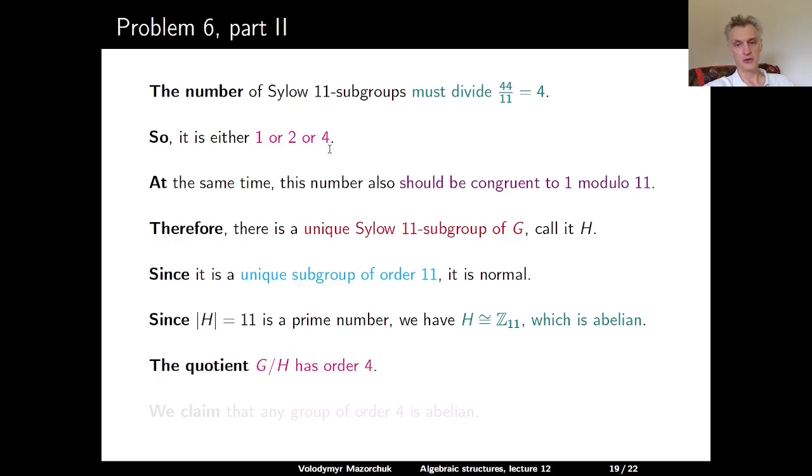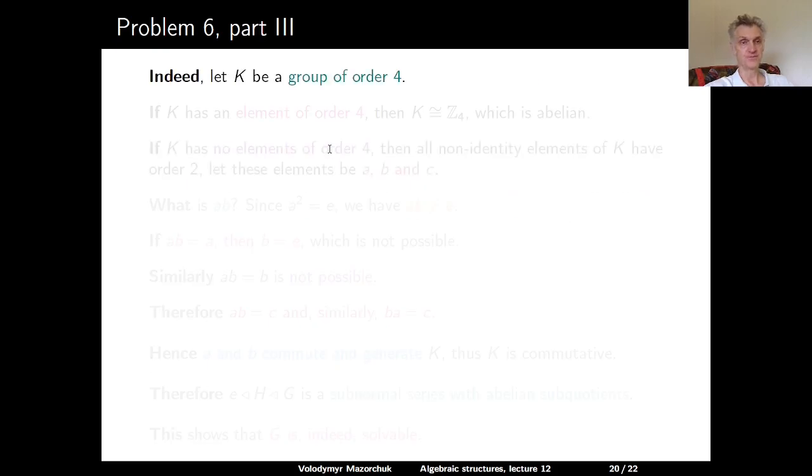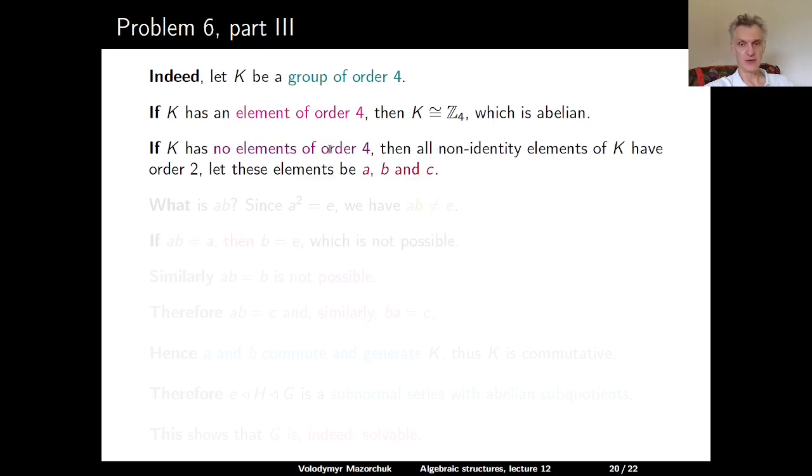The quotient of G modulo this subgroup H has order 4, and finally we claim that any group of order 4 is abelian. Indeed, let K be a group of order 4. If K has an element of order 4, then of course it's isomorphic to Z4, and this is an abelian group. So assume that K has no elements of order 4, and then of course all non-identity elements of K must have order 2 by Lagrange's theorem. So let these elements be a, b, and c.